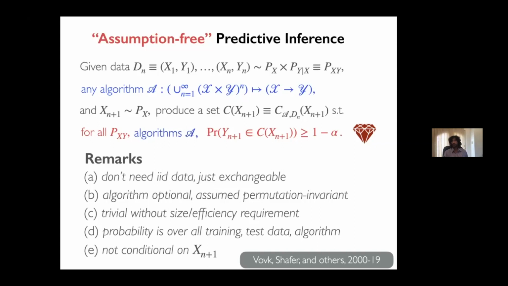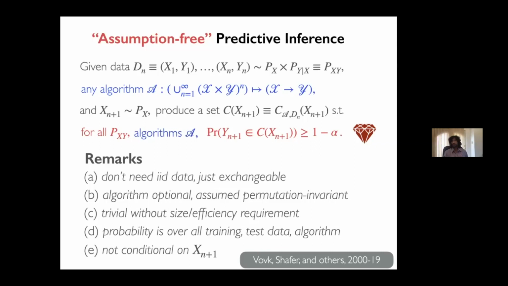This probability statement that's written is actually over all of the training and test data and randomness in the algorithm. So this Pr is really over x1, y1 through xn, yn, and x_{n+1}, y_{n+1}, and any external randomness you might have when you derive your algorithm. That's what that probability is on the left-hand side, and we would like that probability to be at least 1 minus alpha. That's standard, but I just want to make it clear.